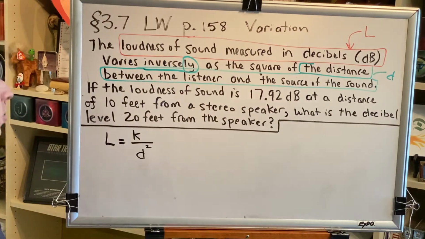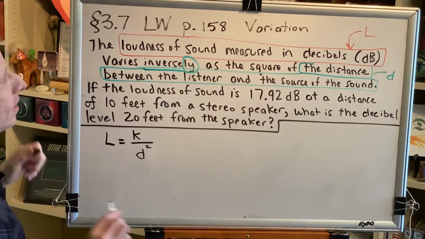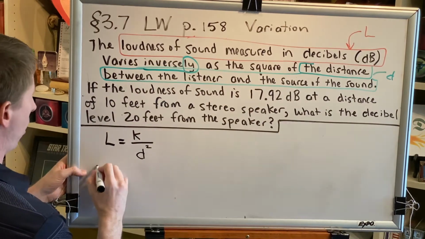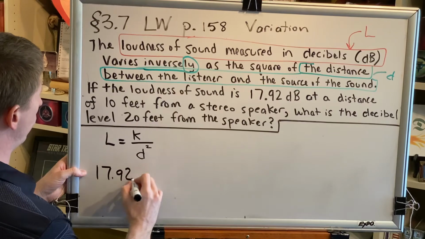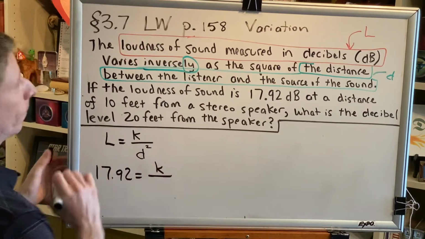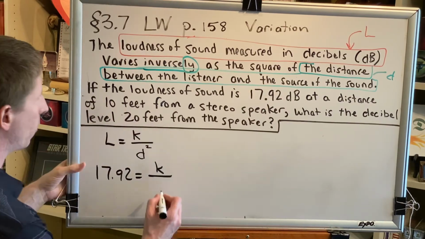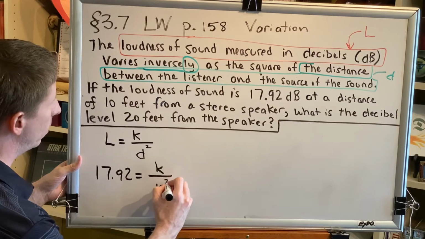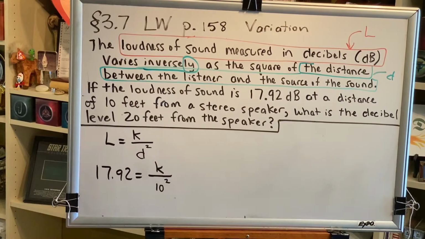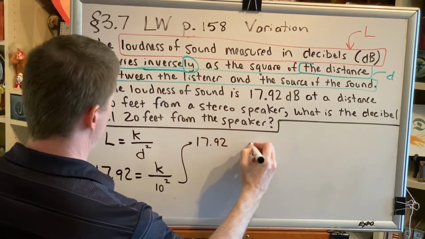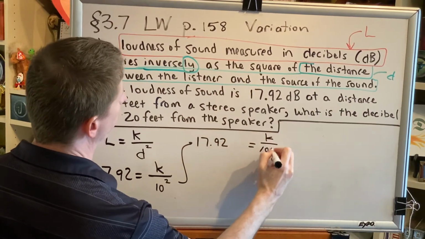Now we're going to plug in the information given to us as we move on to step 5. If the loudness of sound is 17.92 decibels, that's a value for L. So let's put that in our equation: 17.92 equals K over. Continuing to read, at a distance of 10 feet, that's telling me that D equals 10. So replace the D with 10. That gives me the equation 17.92 equals K over 10 squared. This means that 17.92 is equal to K over 100.